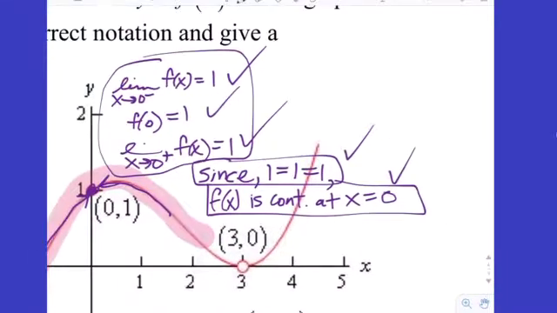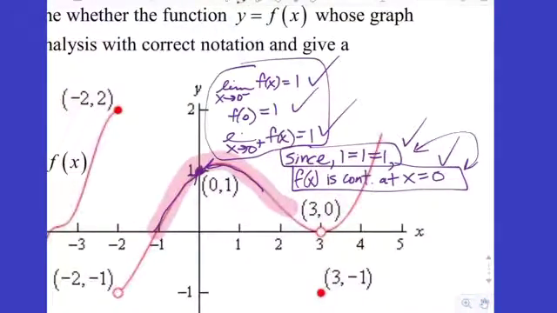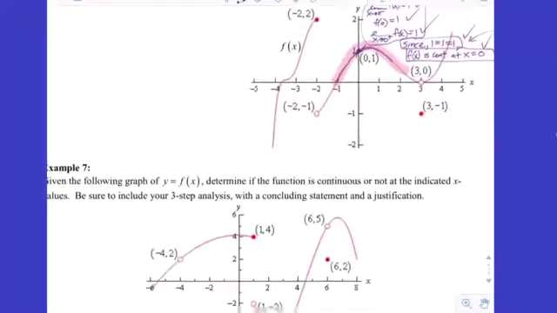Okay? Now, because of the adverbial clause, since 1 equals 1 equals 1, you can actually put those in either order. You could say f is continuous at x equals 0 since 1 equals 1 equals 1. However you want to do it. Pretty easy, right? All right.